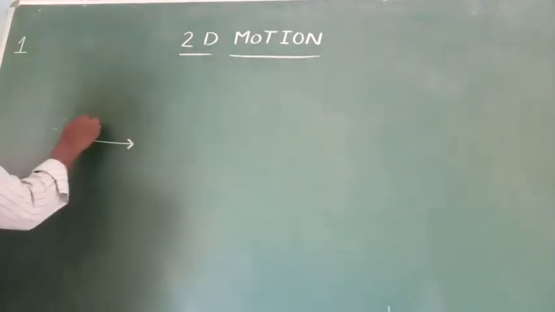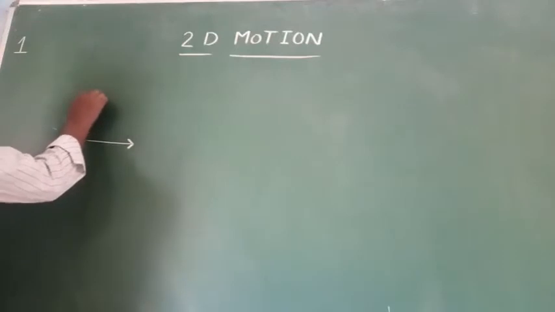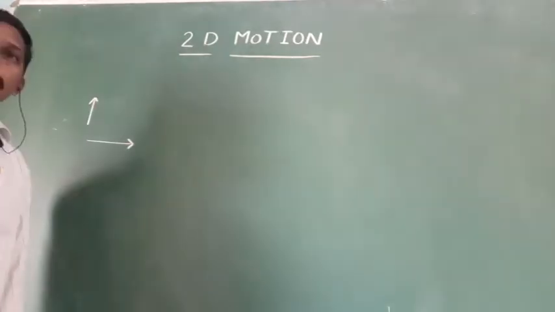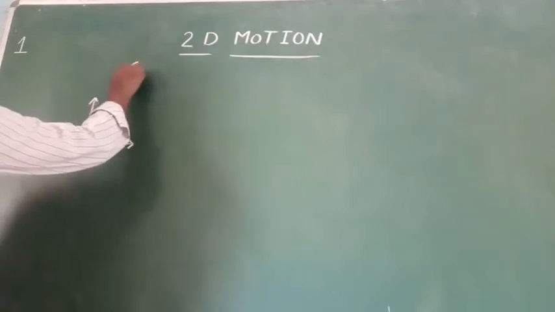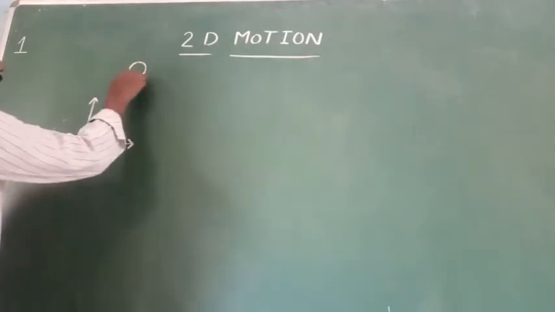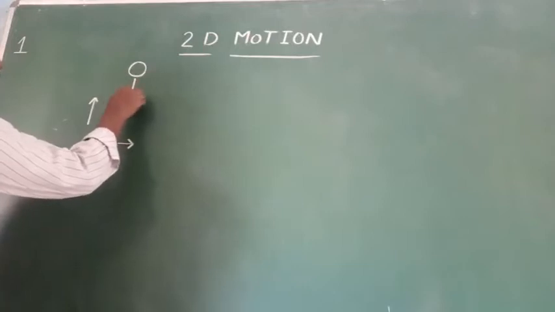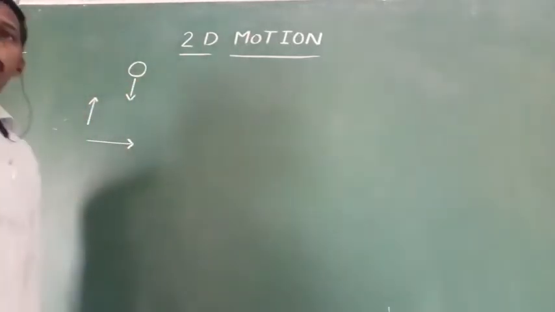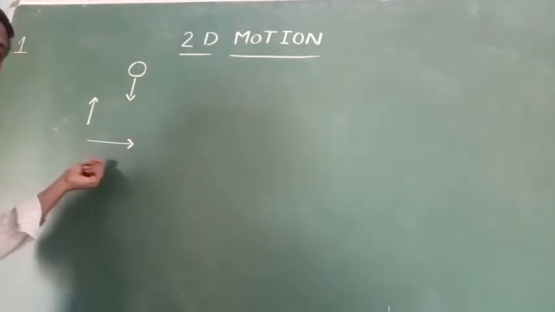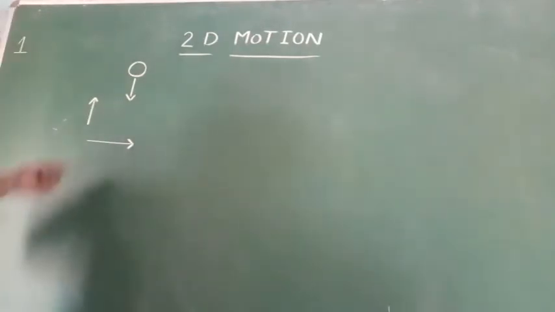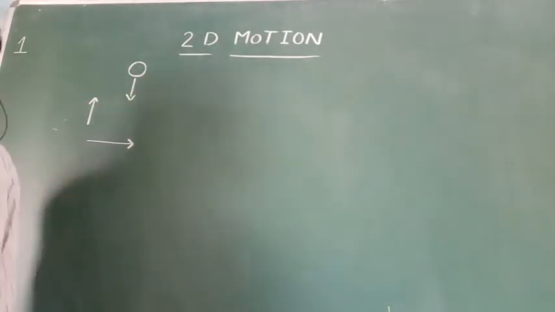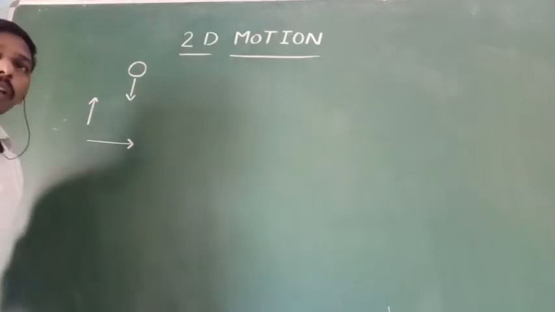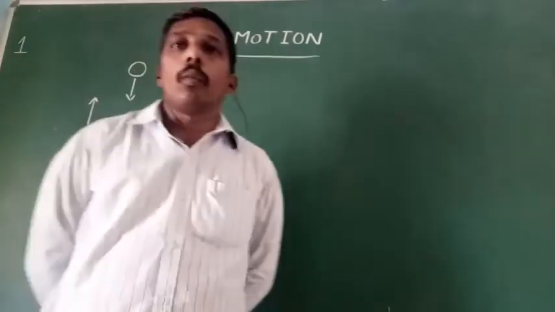Similarly, a body moves in a vertically upward direction. That is also an example of one-dimensional motion. Or a ball is dropped from a certain height. This is also an example of one-dimensional motion. A train traveling along a straight track, a body moving vertically upward, or a ball dropped from a certain height. Here the body travels along only one direction.